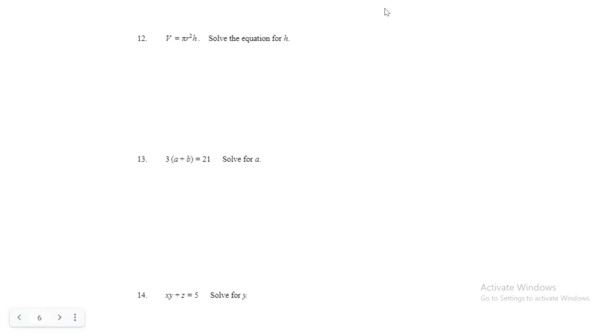and part of our quiz last week was like this. So if I have a number like that on the outside of the parentheses, I have to distribute. So I have to multiply that 3 by everything on the inside of the parentheses. So when I do that, I get 3 times A plus 3 times B, and that is equal to, holy cow, 21.